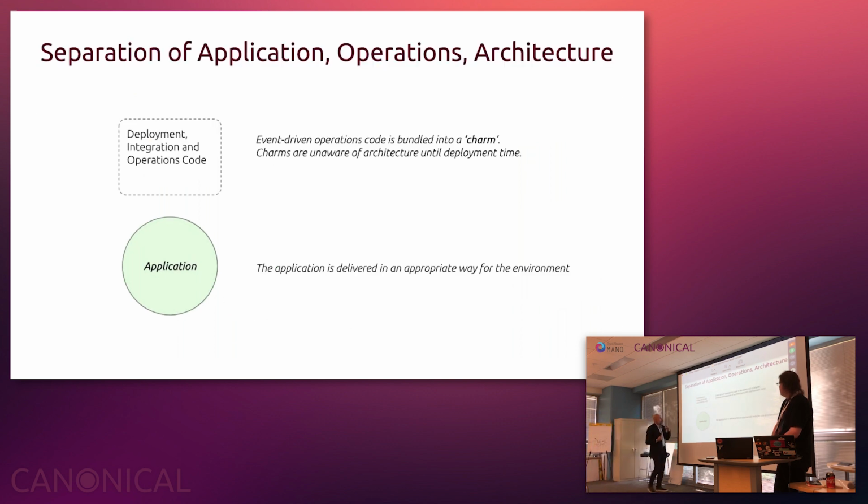Here I'm trying to show that we separate the operations code, which handles things like how do I install the software, how do I start the software, how do I upgrade the software, how do I configure the software, and so on and so forth. We separate that logic from the actual software itself. This gets bundled up into something called a charm. It's just a zip file of code that understands this software effectively. It's organized by event handlers, right? And then the application could be delivered lots of different ways in different sorts of environments.